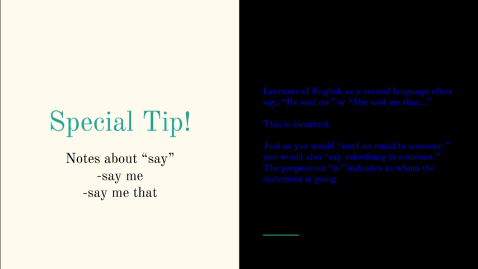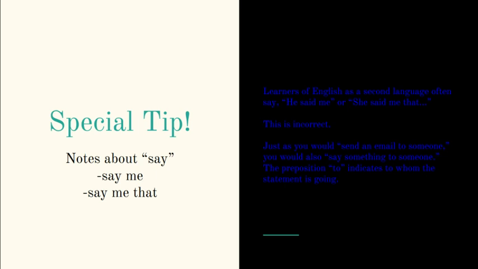Just as you would send an email to someone, you would also say something to someone. The preposition to indicates to whom the statement is going. So that's very important. Again, you would say something like, I said I would meet you at the movies at 7 o'clock. Or she said she would meet me at the restaurant at 7 o'clock. Tom said he was not coming to school tomorrow. Now, we'll talk about quoted speech and reported speech at another time in a little more detail. But today we're focusing on say and tell.